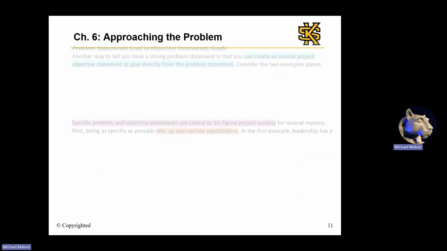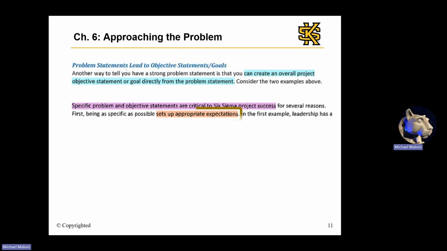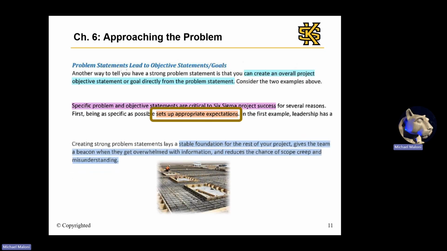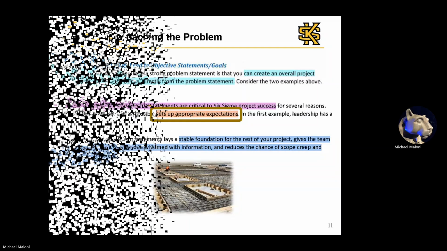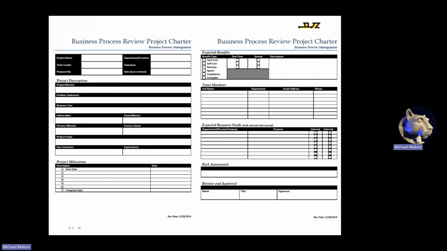The problem statement then leads to the project objective statement, and that will set expectations for the organization and the project team, providing a stable foundation for the project. The project charter can be used to validate key expectations for the project, such as the problem statement and project mission, which set direction for the project, and then the business case and expected benefits motivate leadership and the team. And then deliverables set what will be produced at the end of the project.